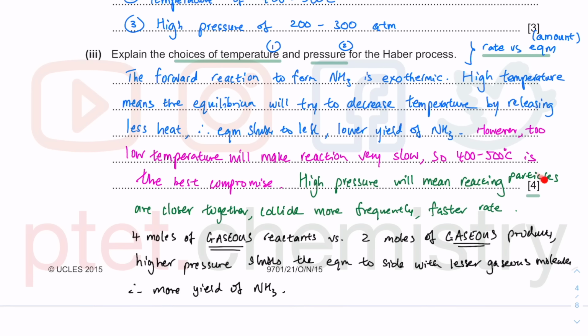This is a very famous essay. The 2 marks are for temperature, 2 marks are for the pressure, and that can be broken down into 1 for the rate and 1 for the equilibrium, or how much you get for the yield of the product.